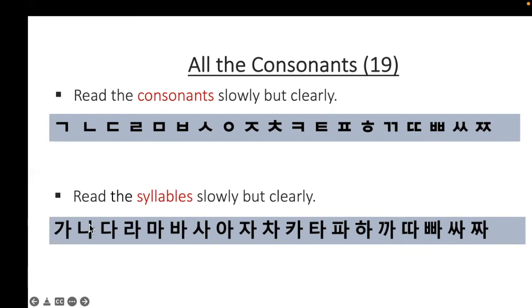Okay, when you pronounce the consonants with a vowel, then it could be easy to pronounce. And let me try it. Ka, na, ta, ra, ma, pa, sa. A, ja, cha, ka, ta, pa, ha. Ka, ta, pa, sa, ja.